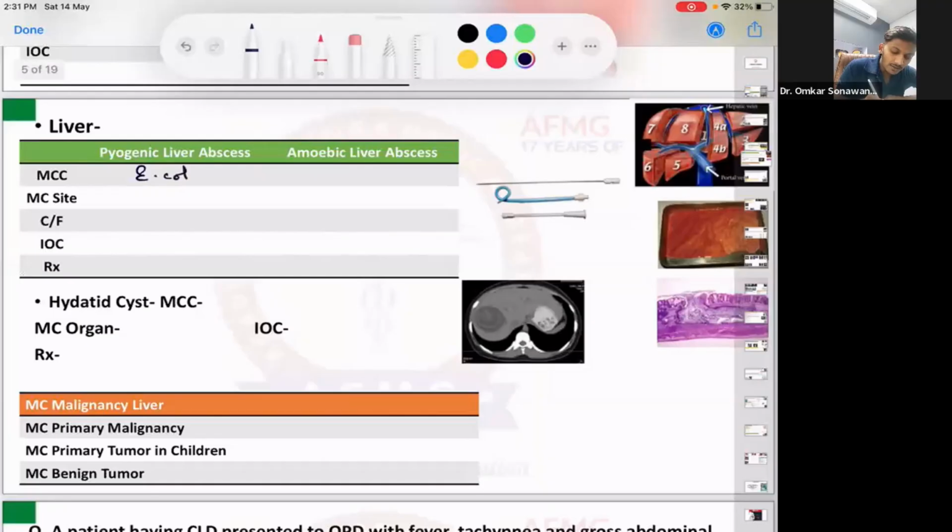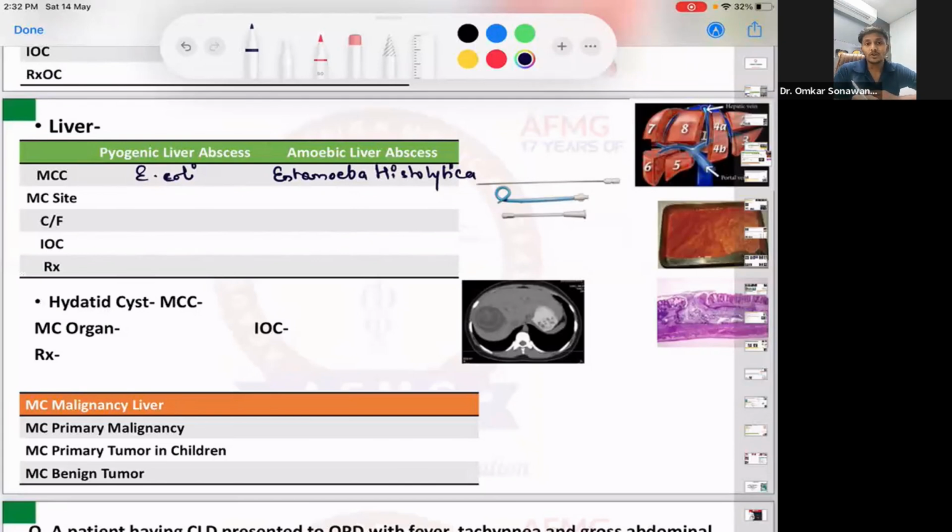Escherichia coli, whereas the most common cause for amoebic liver abscess, as we discussed, is Entamoeba histolytica. It is Entamoeba histolytica, right? Important. Now, please write me the most common site. Please remember the most common site for amoebic liver abscess. This is important. The most common site for amoebic liver abscess is usually which lobe?